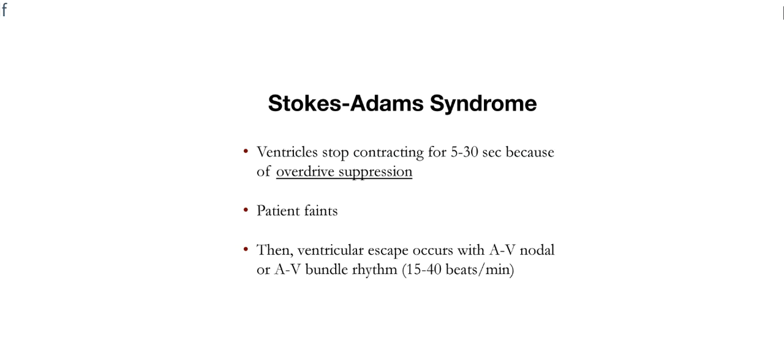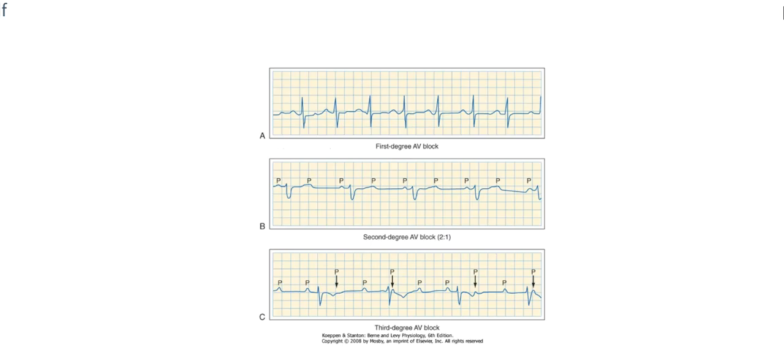Okay? So this is a figure, I think it's from Berne and Levy, it says on the bottom. It just shows a little bit of the difference between first degree, second degree, and third degree. The first degree, everything is happening at regular intervals. You just have a long delay between P and R. The second one, not every P is followed by a QRS. And the third one is much more erratic. You have one heart rate for your atrium and another heart rate for the ventricles.